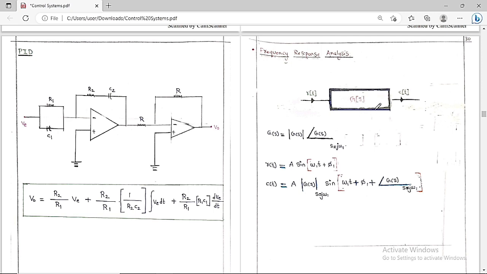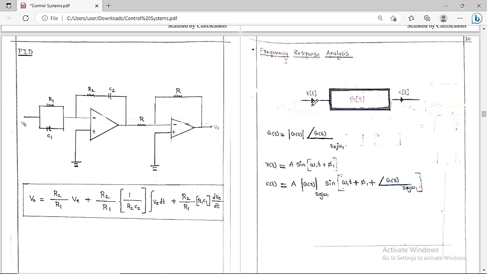So for the system, the gain is G of S, and the input is R of t and the output is C of t. So this is again G of S. Basically, it is a complex number. We can go for the magnitude as well as the phase angle. So magnitude of G of S and phase angle of G of S.